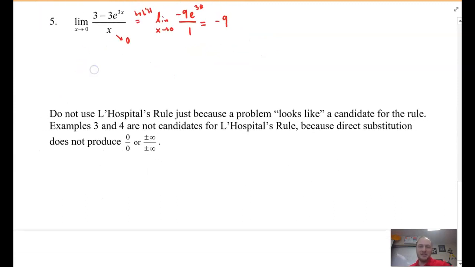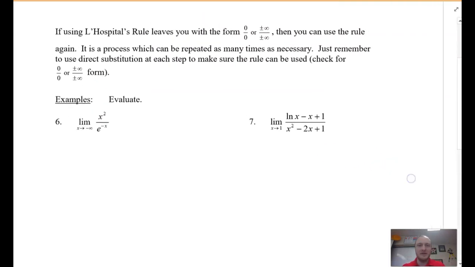And then here's just like a disclaimer, kind of like a watch out. Do not use L'Hopital's rule just because a problem looks like a candidate for L'Hopital's rule. Examples 3 and 4, they are not, right? So direct substitution didn't give us our indeterminate form, so don't always just assume, okay? You know what assuming does, all right? If L'Hopital's rule leaves you of the form 0 over 0 or plus or minus infinity over plus or minus infinity, then you can use the rule again. So it's possible to apply L'Hopital twice, L'Hopital squared. And you can use this process as many times as you want, okay?